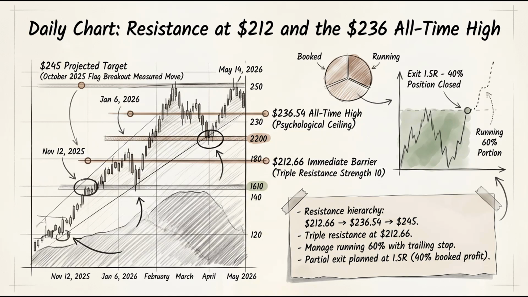On the resistance side, we face a barrier at $212.66. This level has been tested twice, in November 2025 and January 2026, failing both times. Above that, the all-time intraday high of $236.54 represents our psychological ceiling. Finally, using the bars pattern technique on the October 2025 flag breakout, we project a measured move target of $245. These 3 levels, 212, 236, and 245, provide the hierarchy for our profit-taking strategy.